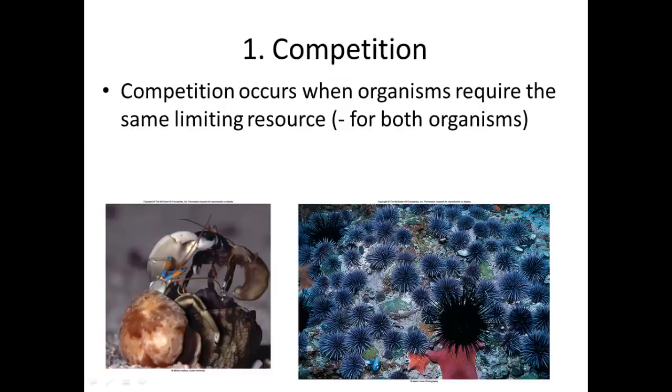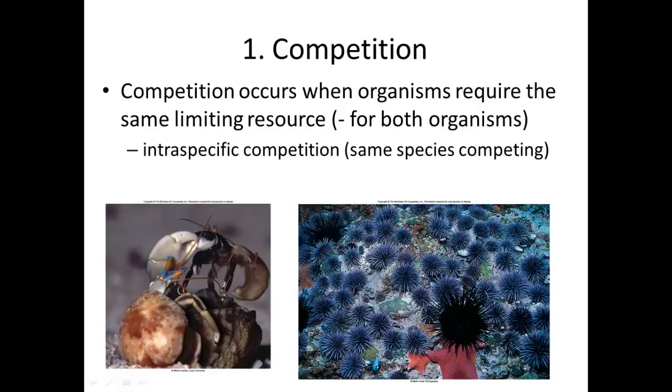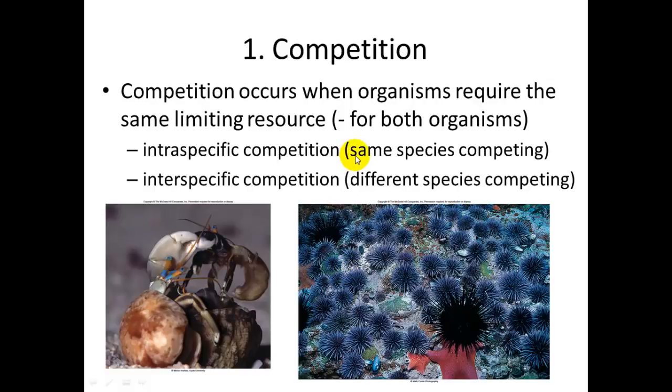All right, competition, we'll start at the top, occurs when both organisms are negatively affected by their cohabitation. They're both going for a limiting resource. Intraspecific competition means within the species. So here we have hermit crabs fighting for one shell. That's intraspecific competition. Interspecific competition is when you have competition between species. So we have purple sea urchin and this darker sea urchin. I don't know what this is, black sea urchin. They're both competing for access to food in the same area. So that's interspecific.